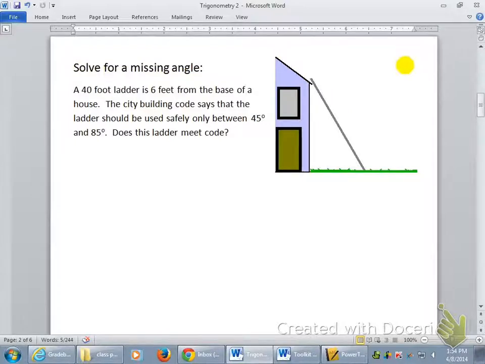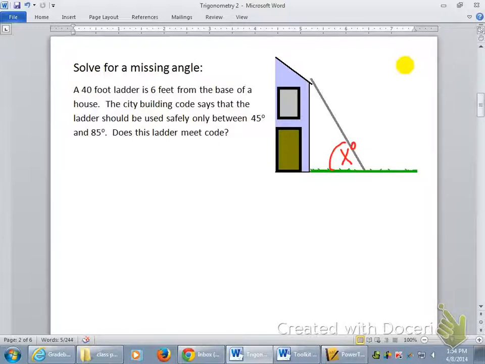All right. You lean a 40-foot ladder 6 feet from the base of a house. A building code says that the ladder should only be used if it's between 45 and 85 degrees. So my question is, does this particular ladder meet the building code? So what is it that I want to know? I want to know, does this angle in between the ground and the ladder, is that between 45 and 85 degrees? So this is clearly my unknown, right?